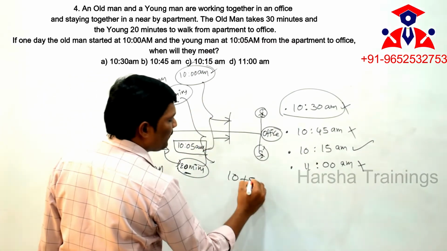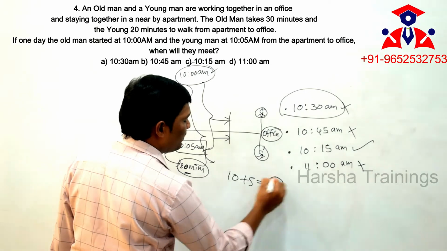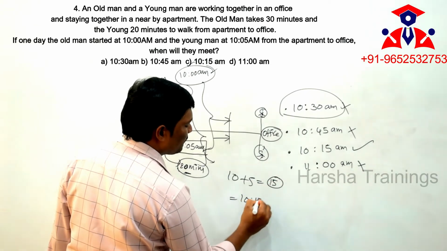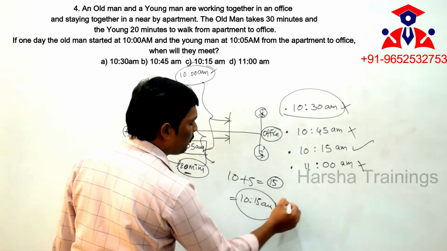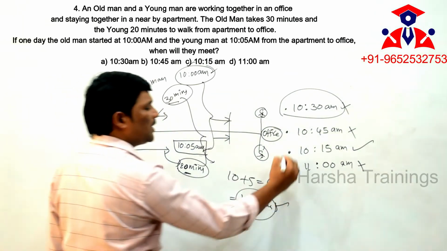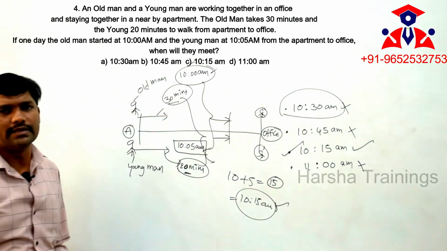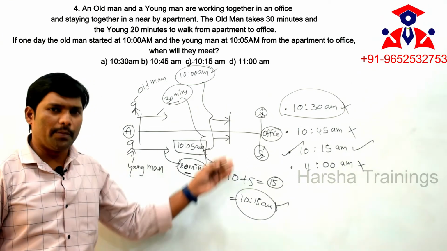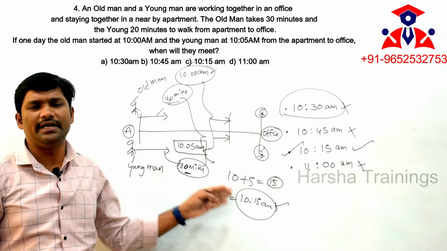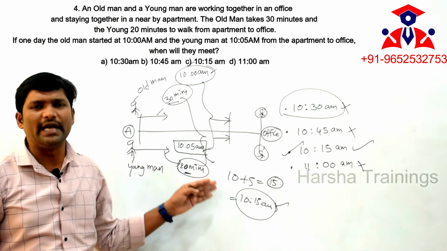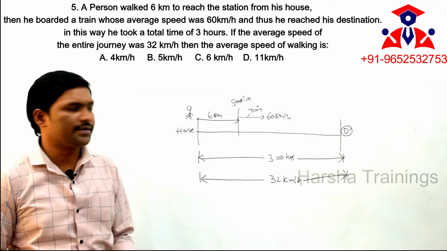So the difference is how much? 5 minutes. Then it is equal to 15 minutes. Okay, so both meet at what time? 10:15 a.m. That's why option C is the right answer. Okay, so go through option verification, guys. I think it's very easy, using without pen and paper. So move on to the next question, guys.